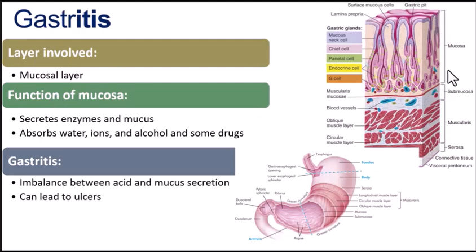We talked about some of the different glands that are incorporated into this mucosal layer. We know that the stomach itself does not absorb much compared to the small intestine, but it does absorb some water, ions, some alcohol, and drugs at the level of the stomach. Now, when we experience an imbalance between the production of acid and the secretion of mucus, so more acid than we have mucus, it can lead to gastritis, and this can lead to the formation of ulcers.